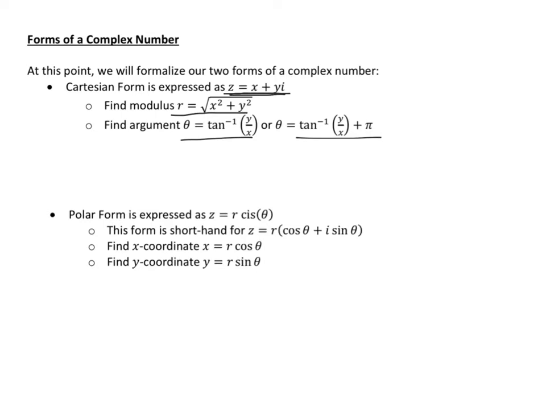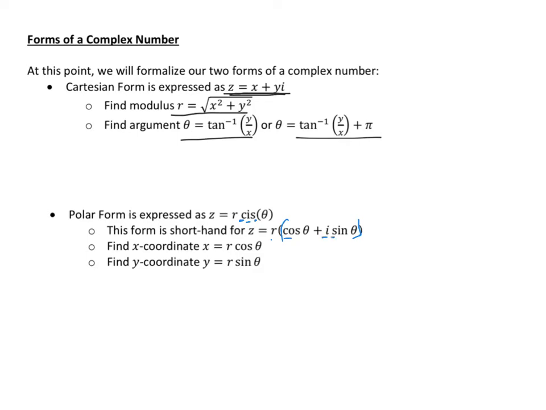Now, polar form, I need to spend a little bit more time explaining what's happening here. The form that we use for polar form is this right here. Z equals R cis theta. So R is just the modulus that we found, and theta is just the argument that we found. Now you may be wondering, what is this cis about? Well, the cis here stands for cosine I sine. And so cis is basically shorthand for R times the quantity cosine theta plus I sine theta.